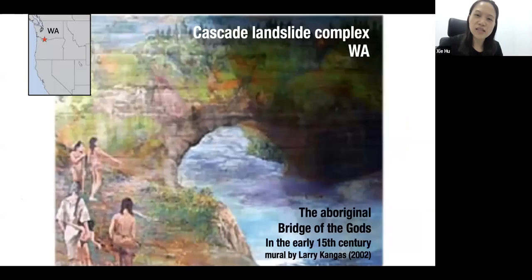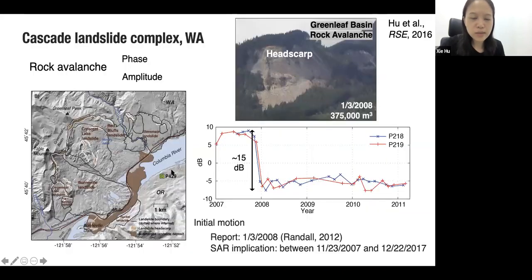Next is another case study on the Cascade landslide complex. This complex always attracts tourists and geoscientists with the legend of the Bridge of the Gods. In the early 15th century, the ancient Bonneville landslide dammed the Columbia River and formed a natural bridge, so Native Americans could walk across the river on foot. It was later breached by a flood, but we can still see the remnants in the toe area. The most recent failure event is the Greenleaf Basin rock avalanche, which occurred on January 3rd, 2008 at the headscarp.